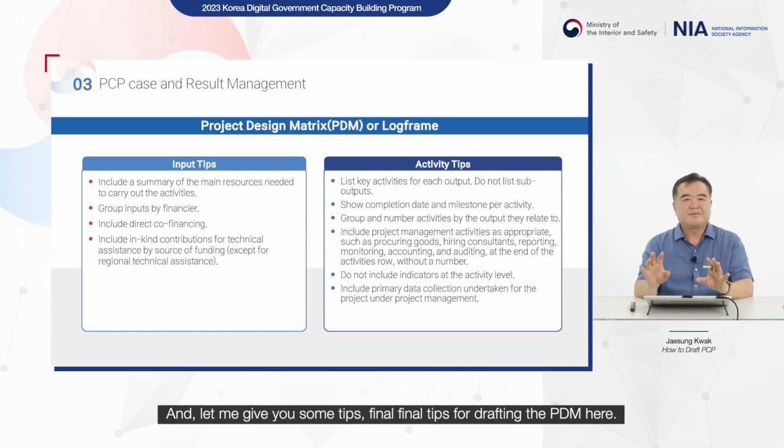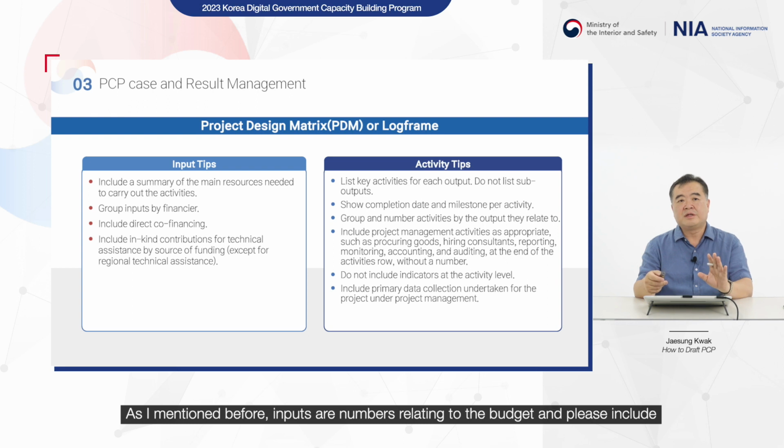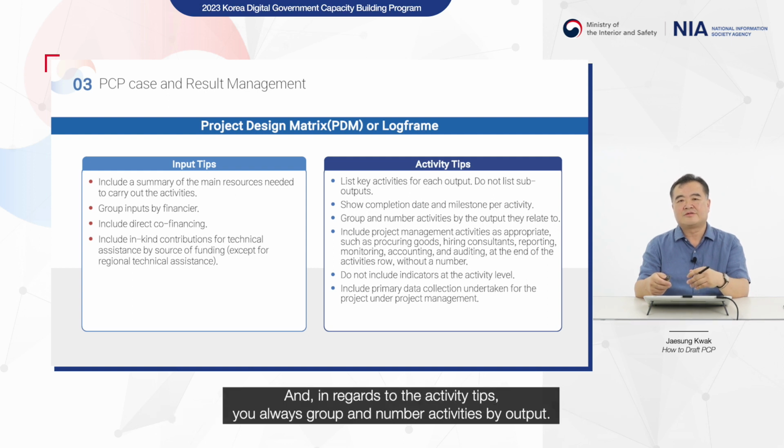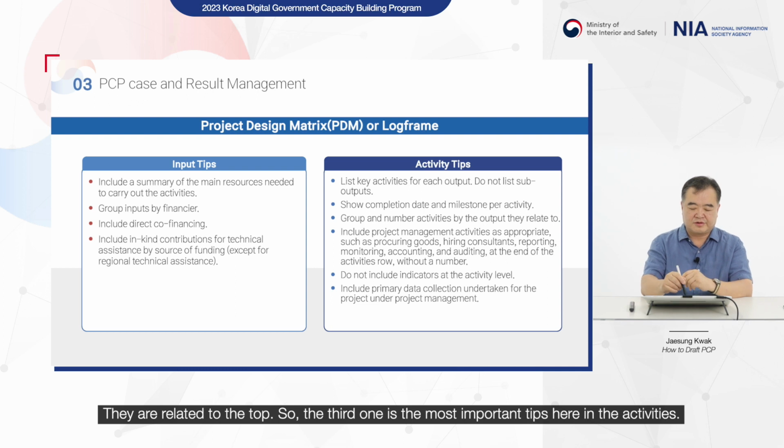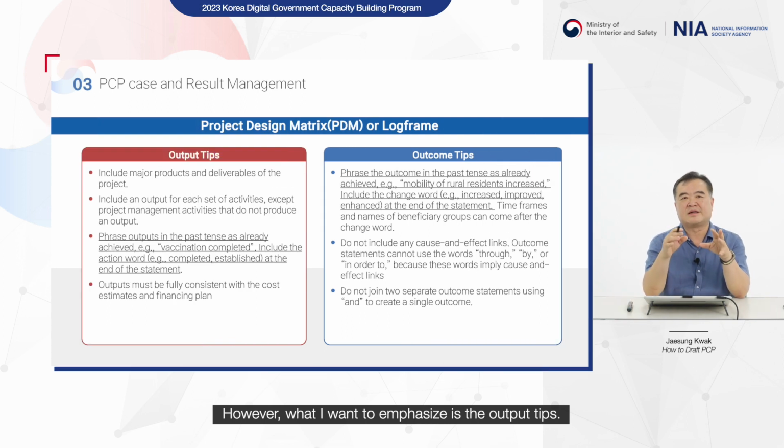And let me give you some final tips for drafting the PDM here. Input tips and activity tips are easy. You can just read them very comfortably. As I mentioned before, inputs are numbers relating to the budget, and please include possible in-kind contributions for technical assistance by source of funding. And with regard to the activity tips, you always group and number activities by the output they relate to. So the third one is the most important tip here in the activities. However, what I want to emphasize is the output tips.